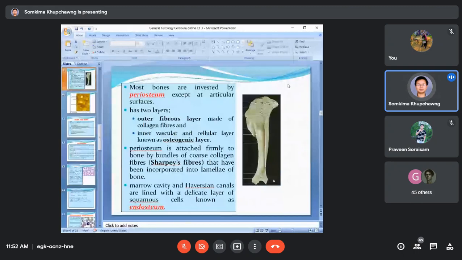And then one more term here is surface fibers. So what is surface fiber? Just now I have discussed that periosteum is the outermost covering of the bone. This covering is firmly attached to the bone. It's bound by bundles of collagen fibers that are incorporated into the lamellae of the bone. Those coarse collagen fibers that attach the periosteum to the bone are known as surface fibers.